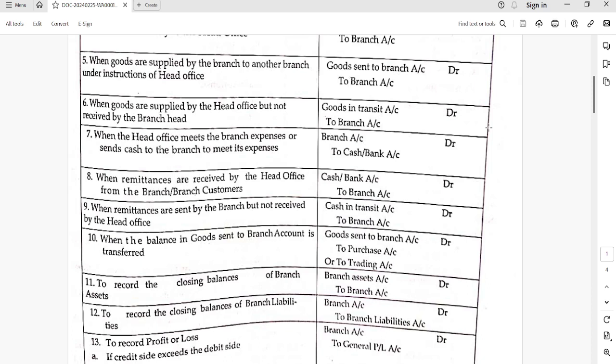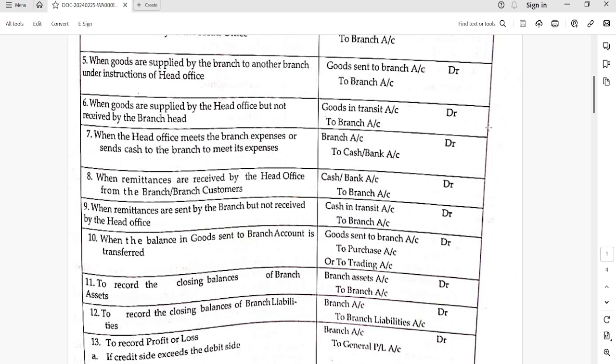Remember, when the goods sent to branch account is transferred, the journal entry will be goods sent to branch account debit to trading account. It is nothing but the closure of the goods sent to branch account. I'm repeating, guys, it is nothing but the closure of the goods sent to branch account. Whenever we close it, we always close it through the trading account.